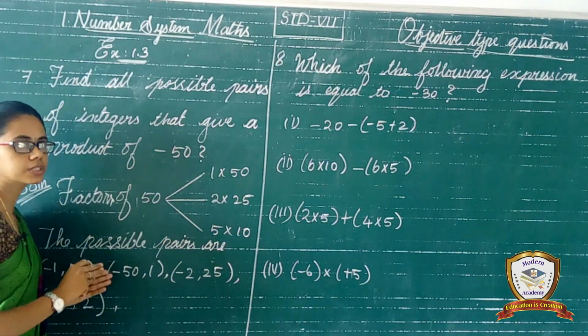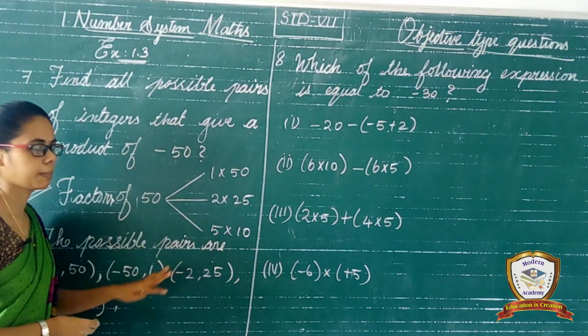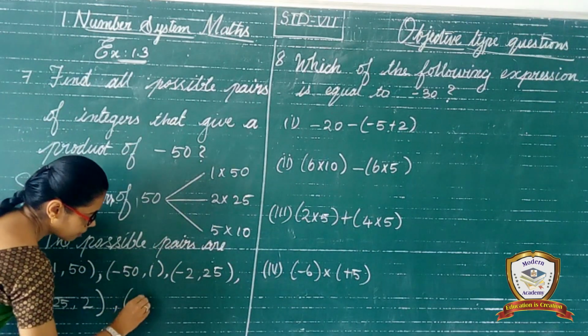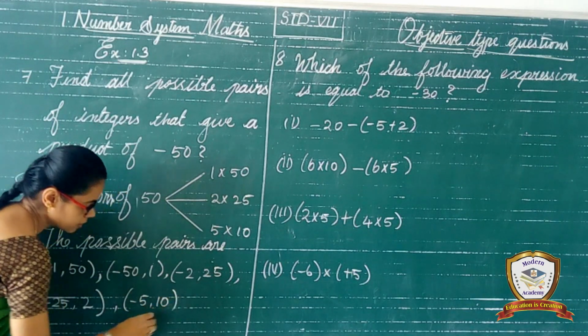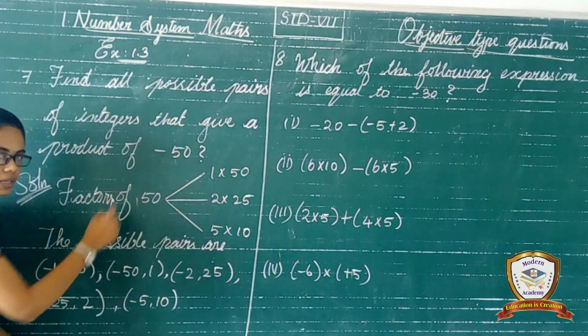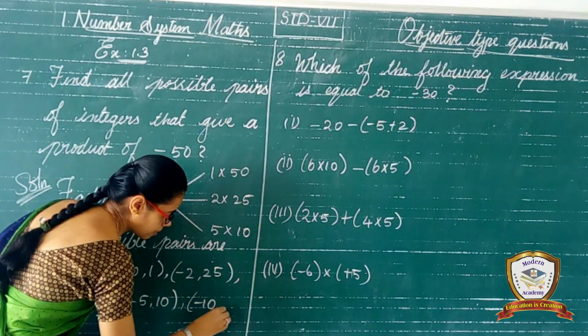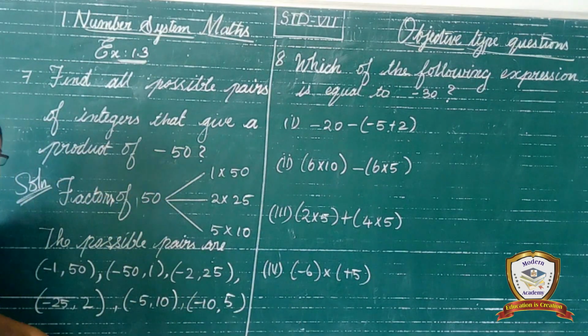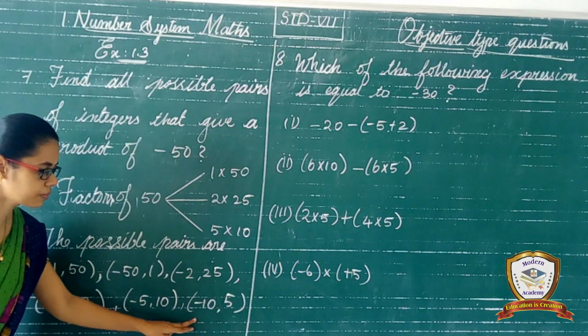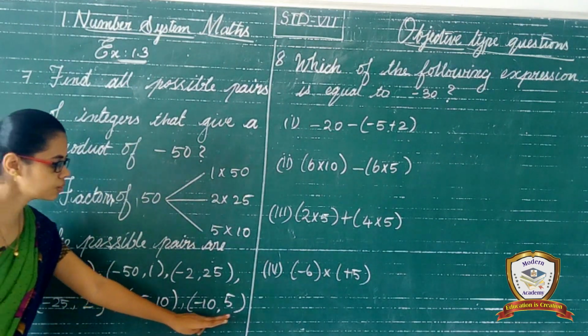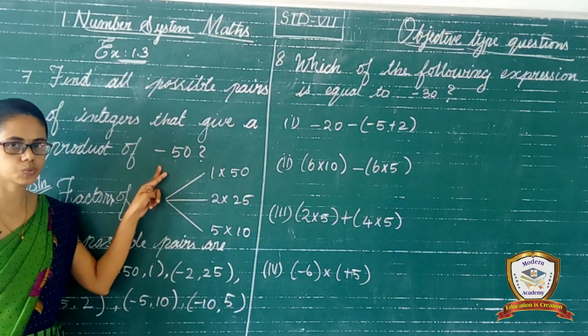So we have to put the minus in the number. Okay, so first minus 5, comma 10. We have to find the product, which means the answer will come minus 50. Okay, and then minus 10, comma 5. So this is the last pair, isn't it? We have to multiply, which means the answer will come minus 50.